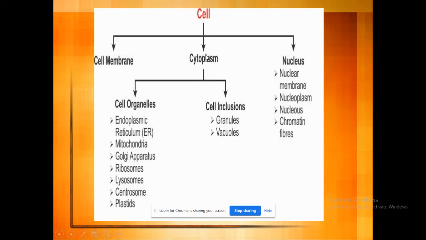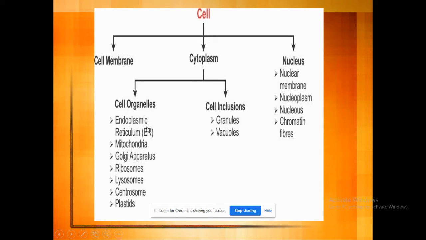Coming to today's part, the cell. There are three components of the cell, as we discussed in the last video also. First is the cell membrane, which is the outer covering of the cell. It is also known as the plasma membrane, and its nature is semi-permeable. The next is the cytoplasm, in which the cell organelles and cell inclusions are floating, and the third is the nucleus, which is the brain of the cell.